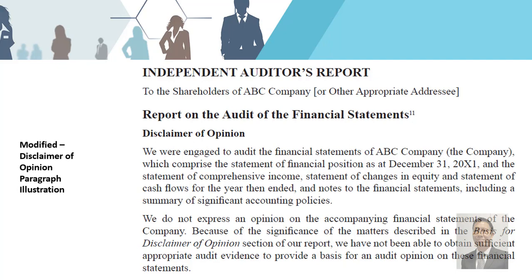Same thing with the previous three opinions. This is the fourth one. Okay, but you can see in the second paragraph, it says here, we do not express an opinion on the accompanying financial statements of the company. Because of the significance of the matters described in the basis of disclaimer of opinion section, there will be a separate paragraph for that. We have not been able to obtain sufficient appropriate audit evidence to provide a basis for an audit opinion on these financial statements.